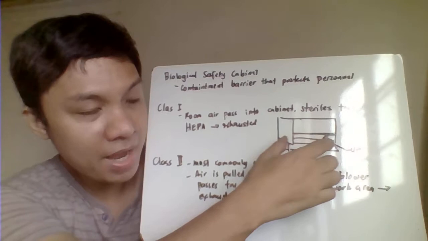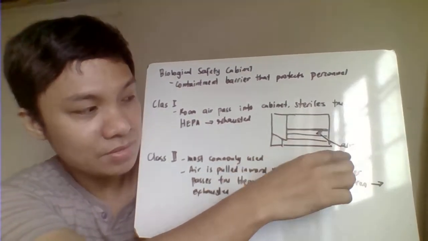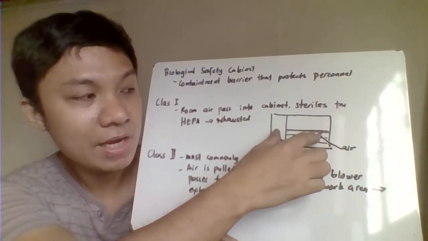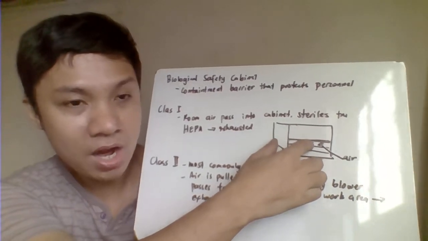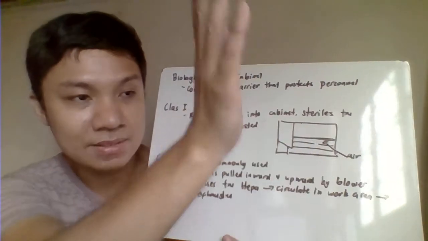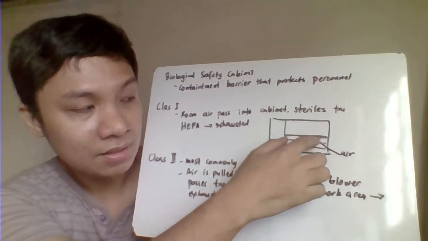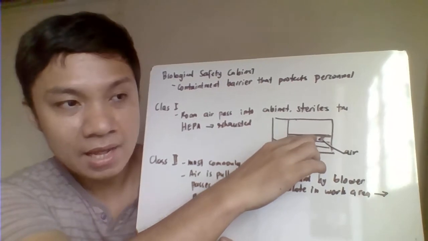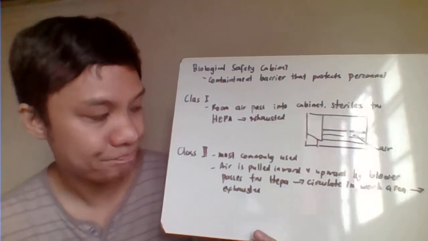So this one has an open front, so air enters from the environment, circulates in the working area, passes through the HEPA filter, and is filtered out. Again, air from the environment enters the work area, passes through the HEPA filter, then exits.